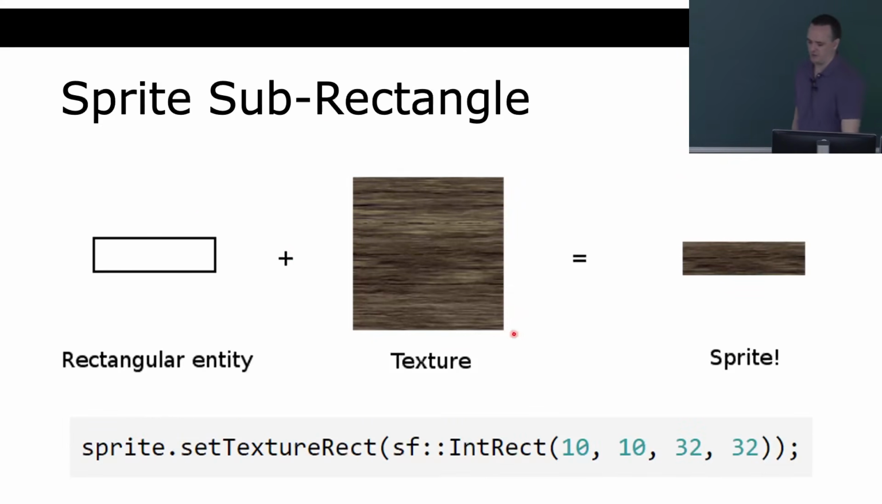So in SFML, the way we do this is by saying sprite.setTextureRect, and then we pass in an integer rectangle. For example, 10, 10, 32, 32 would say go over by 10 pixels and down by 10 pixels, and then take a 32 by 32 pixel rectangle of this image. So this would take the middle portion if we called this. It would be a square of size 32 by 32 taken from 10, 10 within that image. So that is how we would set the texture rectangle.